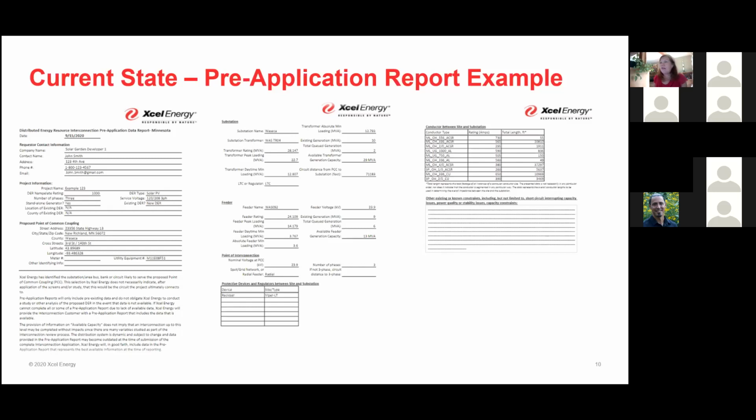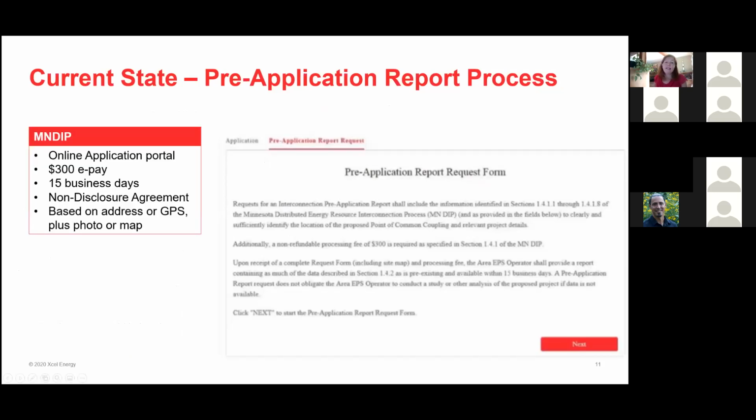So thinking about this pre-application report and the data it provides, the process you go through to get it is today you request it online in an online application portal. And there's a $300 fee that's done through ePay, and it takes up to 15 business days to turn those around. There is a non-disclosure agreement that's required because the information you're getting is pretty sensitive system information, and it's considered highly confidential by our business.